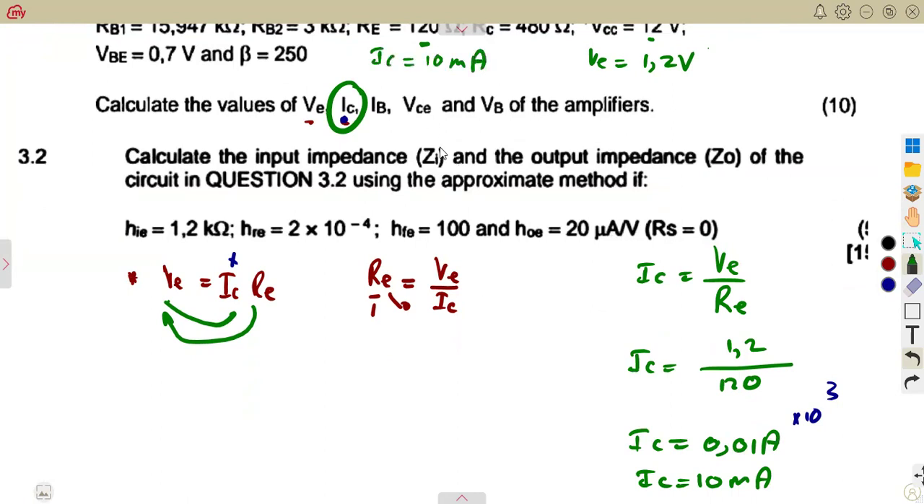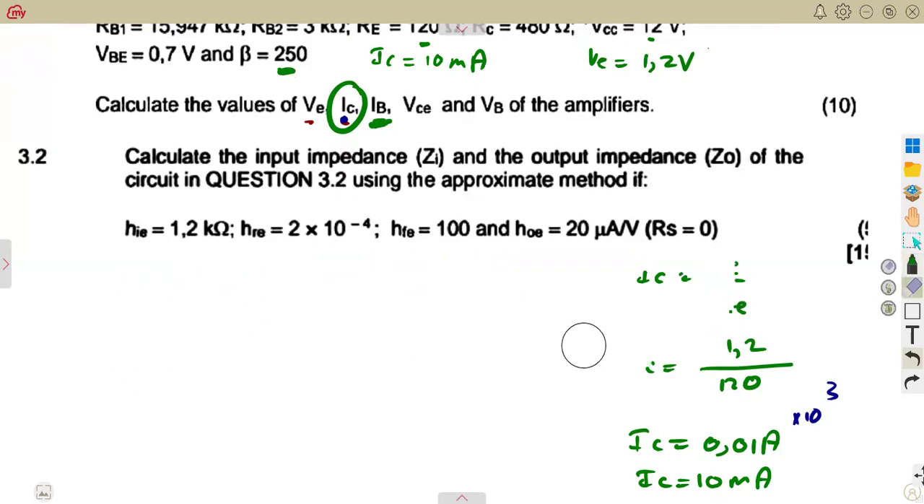So the question is, can we calculate this from any other formula? There are so many formulas that you can have, but in this case, we could have been limited to this. If we were given IB, but if you check now, they need you to calculate that IB. If you were given IB, you would use the beta, your current gain, to calculate that.